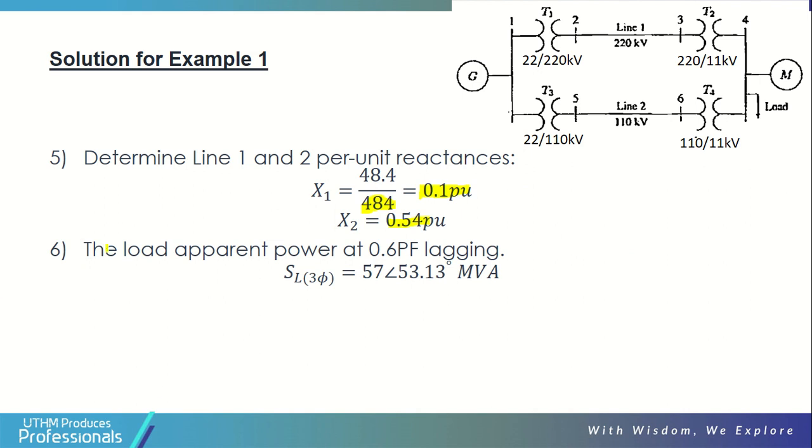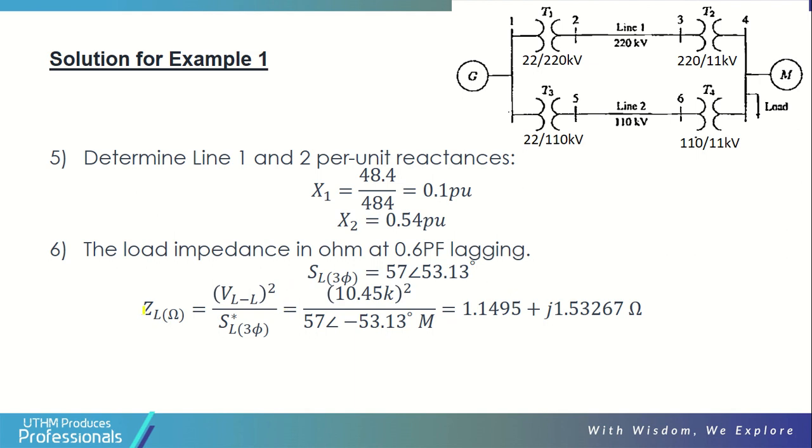Okay, then the load apparent power at 0.6 power factor lagging. From this information, we have apparent power given from the question. So the complex power for three phase equals 57 angle 53.13, the inverse cos of 0.6. Lagging means positive angle. So you got the value of the complex power.